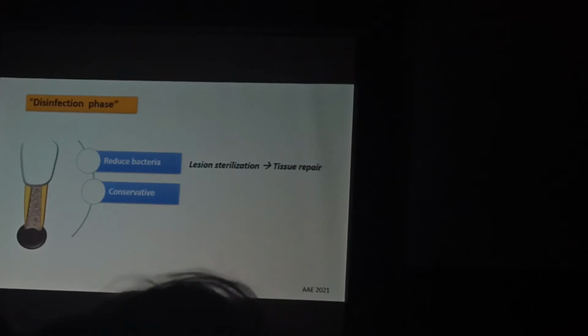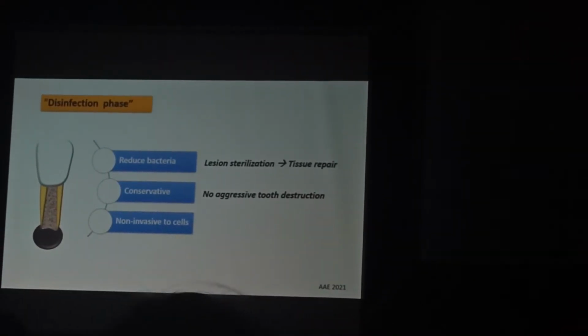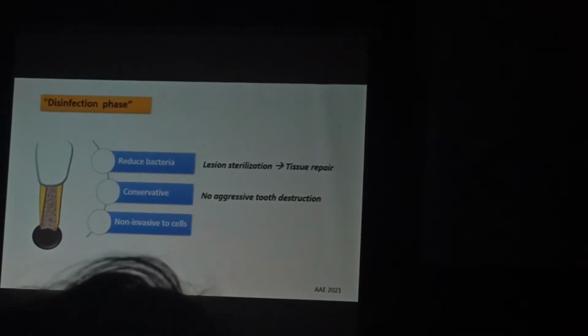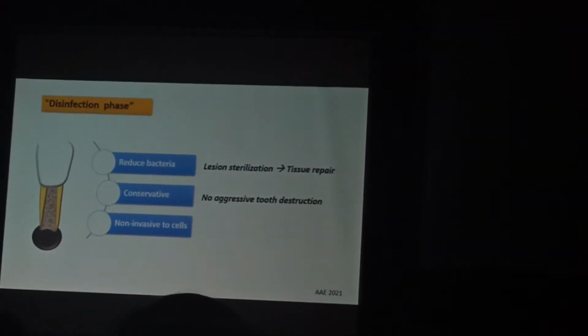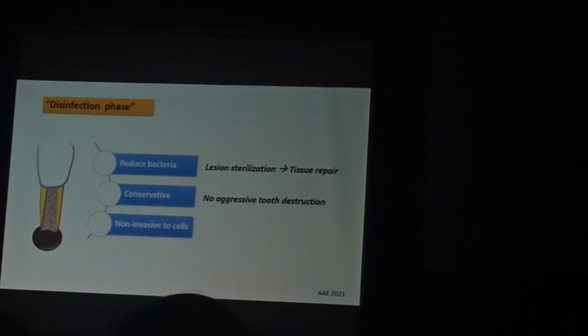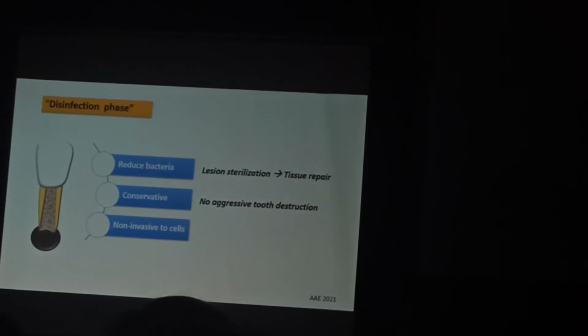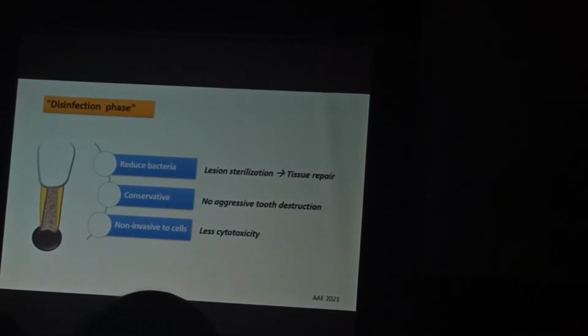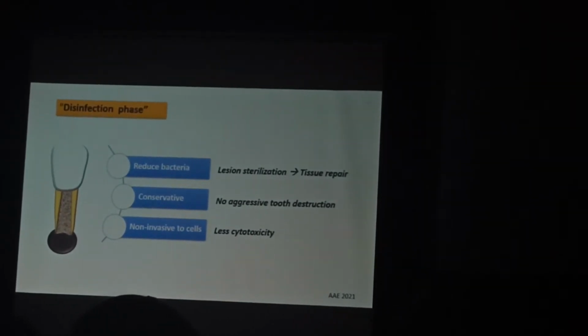After that, we have to be concerned about a conservative technique because the tooth is pretty thin. So we should not use aggressive mechanical preparation. Also, we have to keep the viable cells around the tooth because, as I mentioned earlier, the cells around and inside the tooth may play a role in root regeneration. So the technique used should be non-invasive, which means that the medication or irrigant used should have very low toxicity.